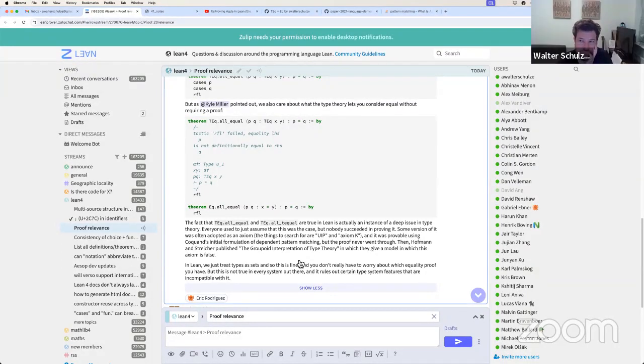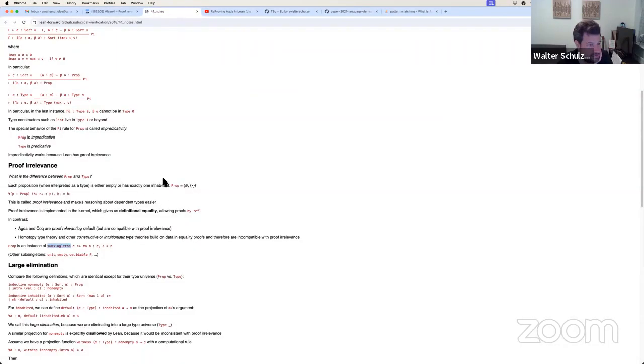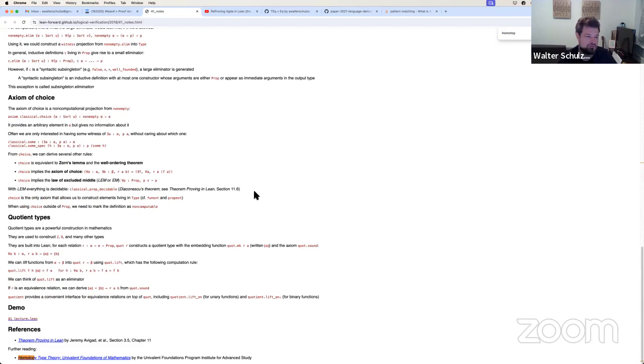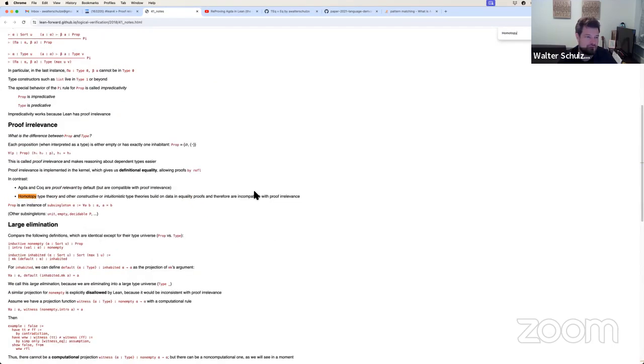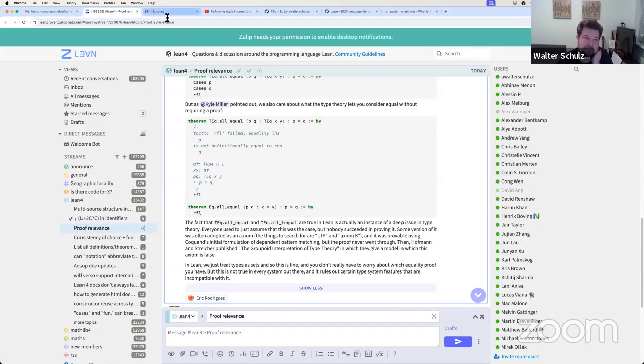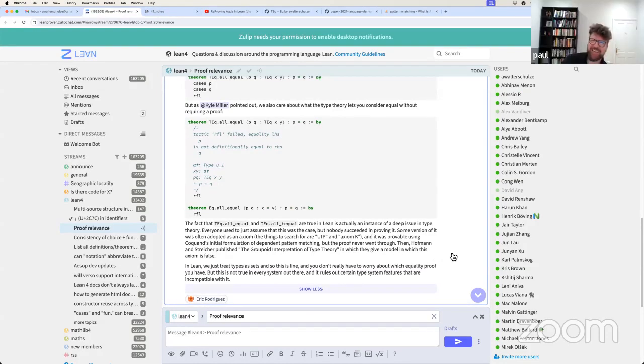Yeah. I think in these notes, I also mentioned this. With proof irrelevance, homotopy type theory and other constructive or intuitionistic type theories built on data inequality proofs are therefore incompatible with proof irrelevance. So what does this mean for us?